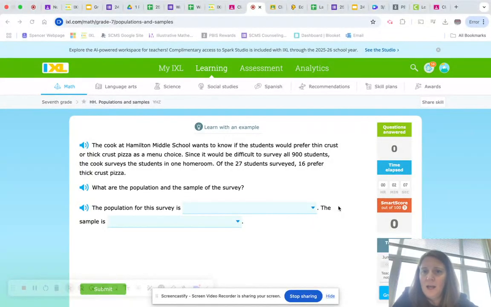Hey all, this IXL is a little bit different. It's brand new this year, which is why it doesn't have a number with it yet. So I wanted to do a quick video going over how to do this. So let's look at a couple of examples together.